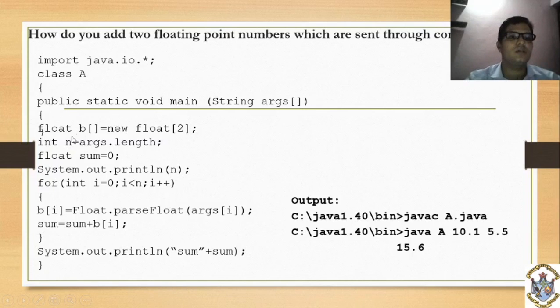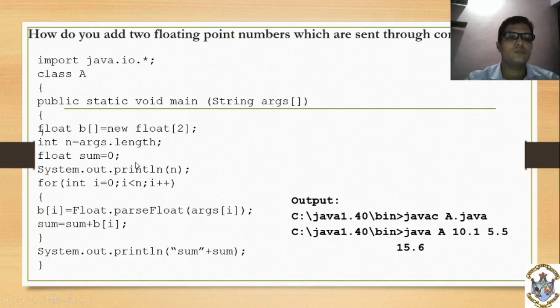In this you are doing float b = new float, and what is its size? You are creating only 2. Why is it 2? Because the question says you have to calculate the addition of two float numbers. Next, please observe, I am taking int n = args.length. Whatever values you supply at runtime, you have to supply only 2 values. Even if you supply n values, it will store them. I am identifying the length of the args and storing it in n.